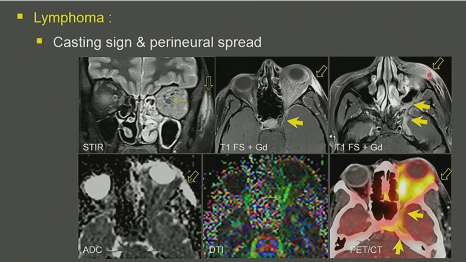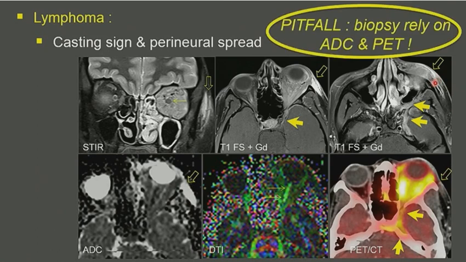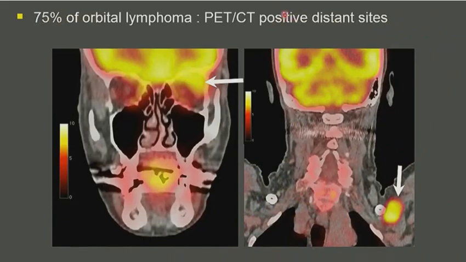And in this area here, look at the ADC value. You see that the ADC value is actually much higher, and you don't have any FDG uptake here. It was more convenient for biopsy, but this is actually a sampling error for your biopsy, and only a second biopsy that was later on performed where the ADC values were lowest and the SUV values were highest was actually diagnostic. As I mentioned previously, 75% of orbital lymphomas have distant involvement.